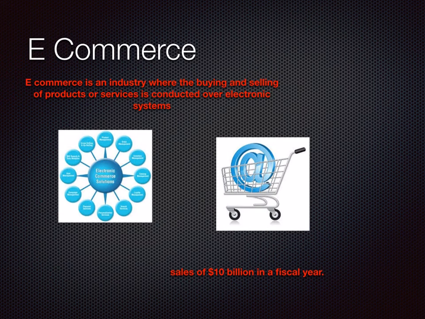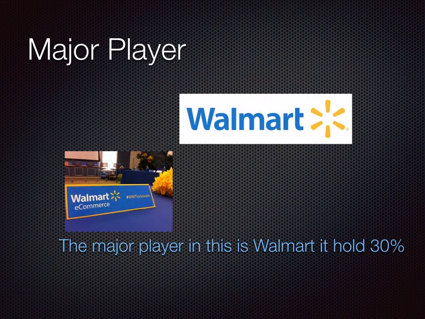E-commerce. E-commerce is an industry where the buying and selling of products or services is conducted over electronic systems. E-commerce has sales of $10 billion in a fiscal year. That's a huge amount of money. Let's move on. The major player is Walmart. Walmart holds 30% of e-businesses. 30%. That's more than $3 billion.